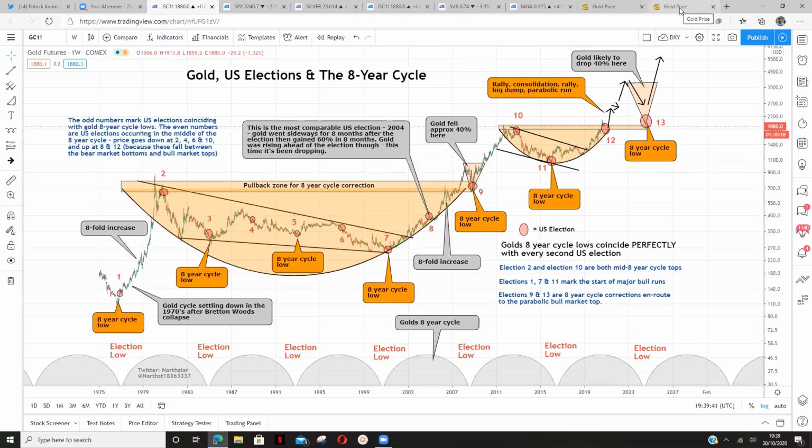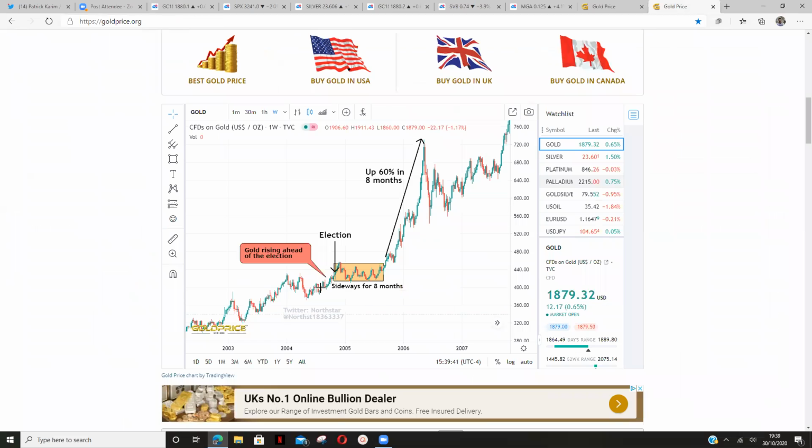Well, let's zoom in and have a little look. So here we are in 2004, and point number 8 on that chart. The price of gold had been rising as we went in towards the election. The election is marked in 2004 by that black arrow. Gold price rose just a little bit more, another $20, $30 or so, and then it went sideways for a period of 8 months. Then it broke to the upside, and of course we went to a peak of over $700 at that point there.